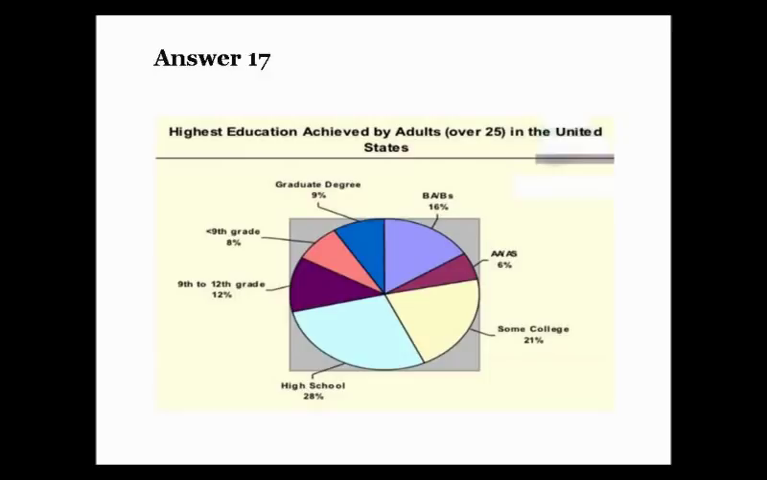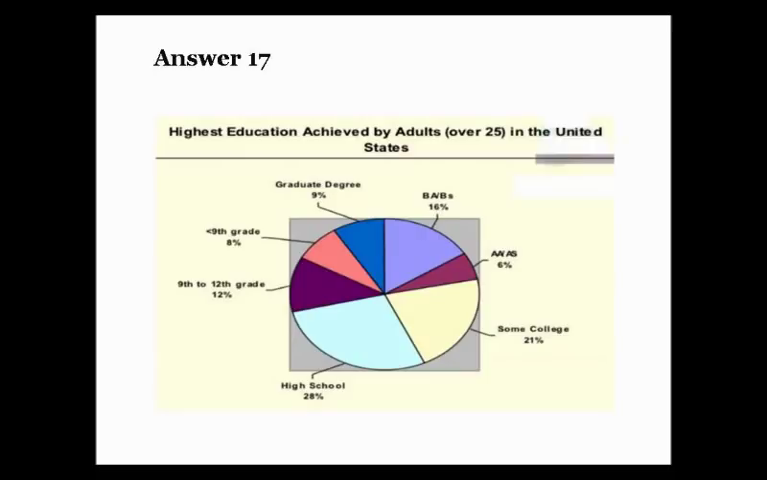The pie chart gives information about the highest education achieved by adults over 25 in the United States. To begin with, we can see that the largest proportion goes to high school with a figure of 28%, while the smallest number goes to AA or AS with a figure of 6%. According to the graph, for the rest of the categories, the numbers are ranging from 8% to 21%.